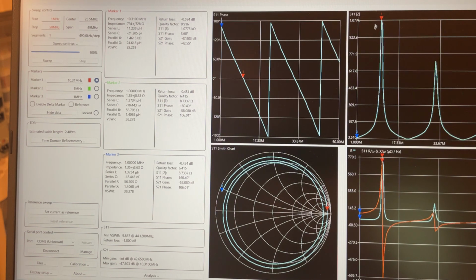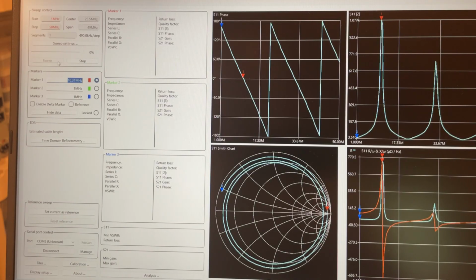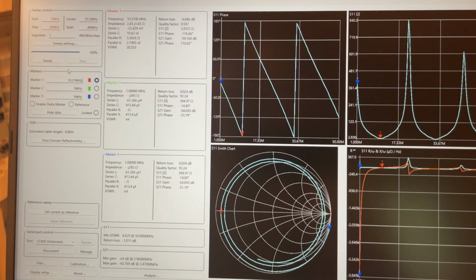And we can also look at the Smith chart. Remember, on this side it's open, and this side it's shorted. So there we have the open. And then if I remove the short, and we sweep it again, you see it moves to the other side of the Smith chart, and it shows again that it's shorted.